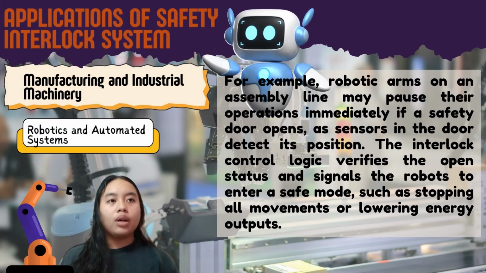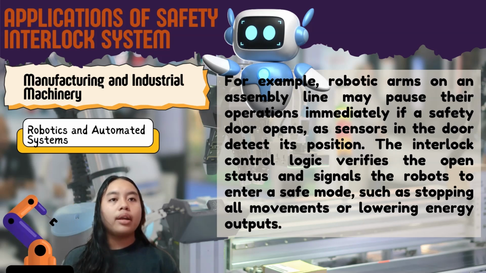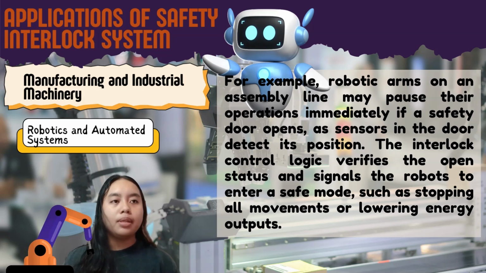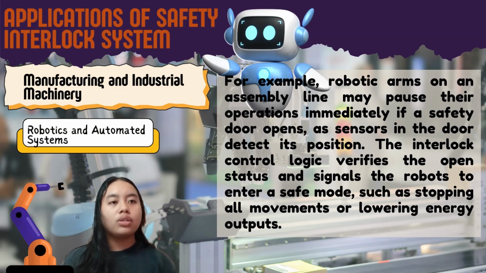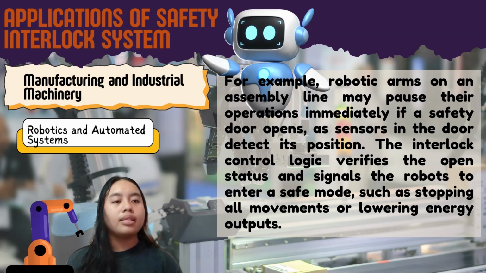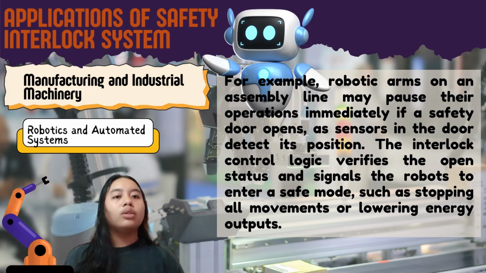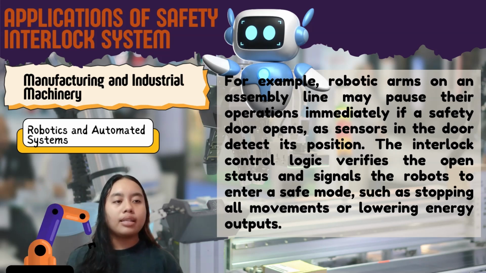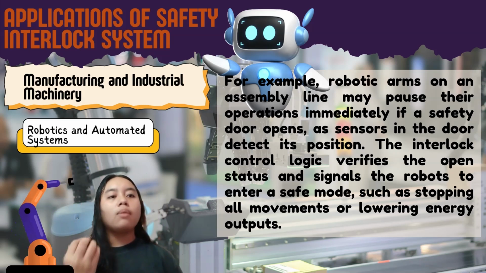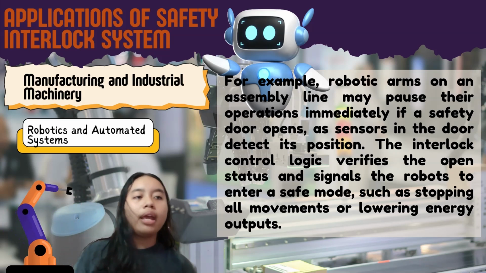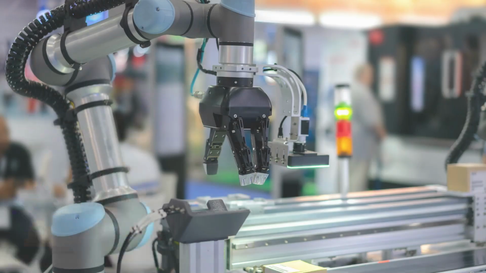For example, robotic arms on an assembly line may pause their operations immediately if a safety door opens, as sensors in the door detect its position. The interlock control logic verifies the open status and signals the robot to enter a safe mode, such as stopping all movement or lowering energy outputs.